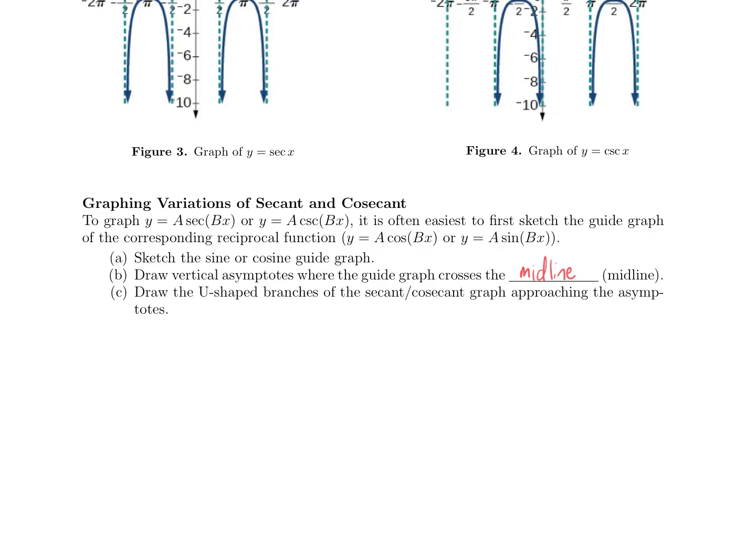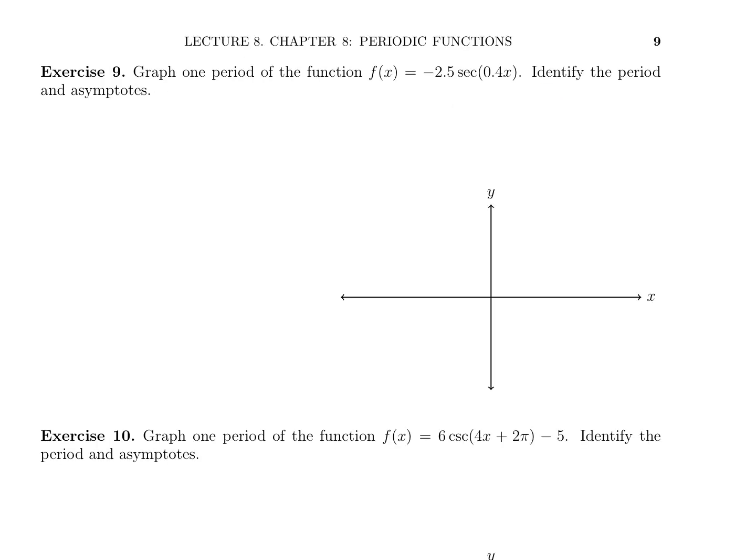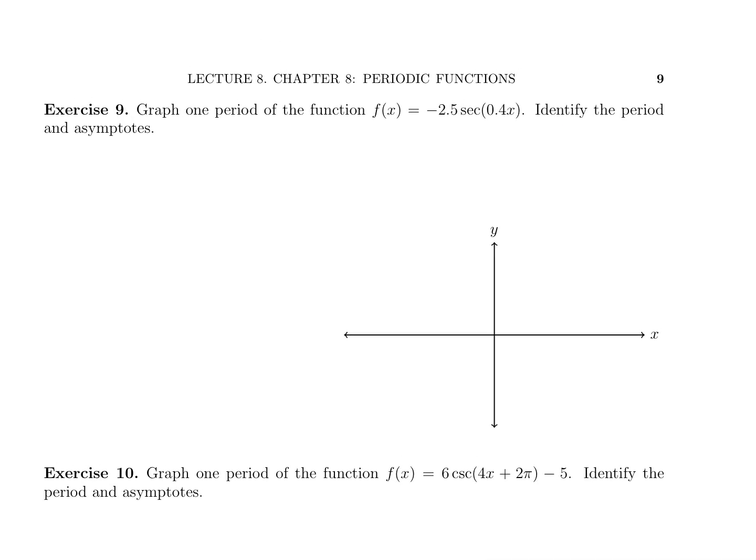So let's go straight to our exercise problem. Here it is. Okay, so let's start off with listing out the A, B, C, and D. A is -2.5. B is 0.4. As you can see, there is no C and there is no D. So before we graph this, we're actually going to graph the cosine because cosine is the reciprocal of secant. So let's start this off by doing that first.